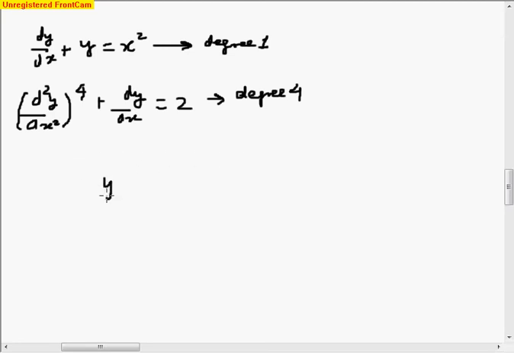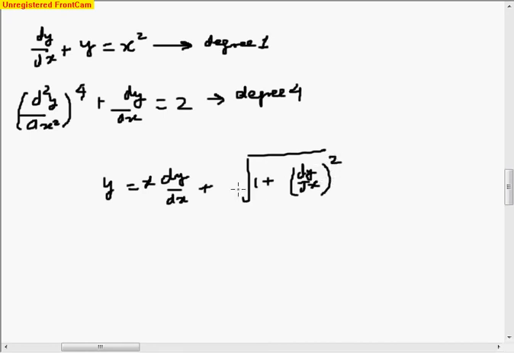y is equal to x dy by dx plus (1 plus dy by dx) raised to power 2, and this is a cube root. So what is the degree of this differential equation? What is the order? The highest order differential coefficient is of order 1. So the order is clearly 2, but we can't decide the degree unless we make our differential equation free from this.